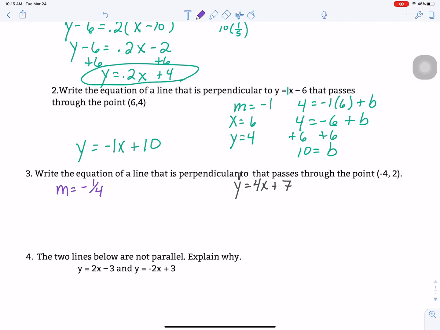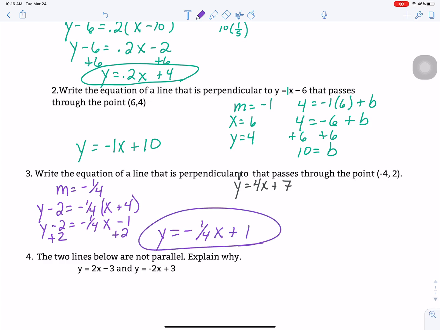And then I'm going to use point slope form. So y minus 2 equals -1/4 times x minus a -4. So I'm just going to immediately change that to x plus 4. y minus 2 equals -1/4 x. -1/4 times 4 should just be a -1. Add 2 to both sides. y equals -1/4 x plus 1. And if you wrote that slope as a decimal, not a big deal.